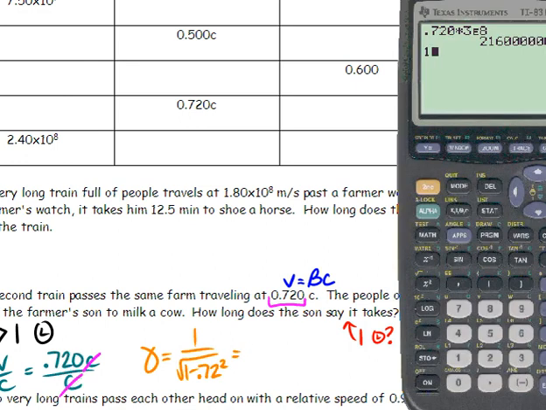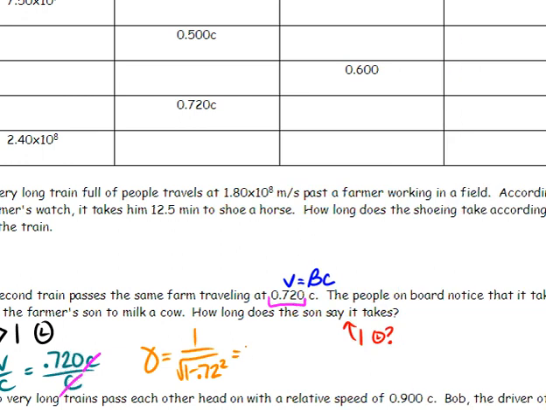Throw that in my calculator. Again, this needs to be automatic. There it is. I'm going to take 3 decimal places, but use the answer button even on my calculator. 1.441. So that number, that's the weirdness factor, tells me that the son's clock is going to be 1.441 times shorter, smaller, than that 3.5 minutes measured by the people on the train. So if I want to make the 3.5 minutes smaller, my only option is to divide by that gamma value.